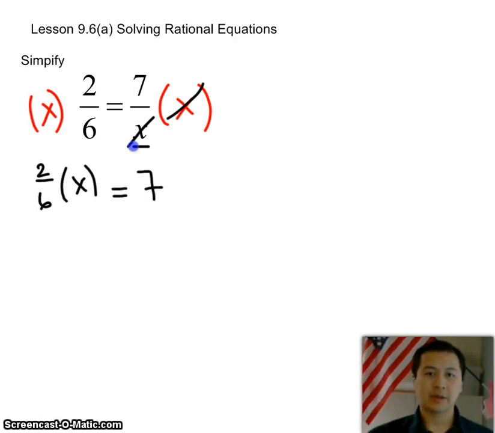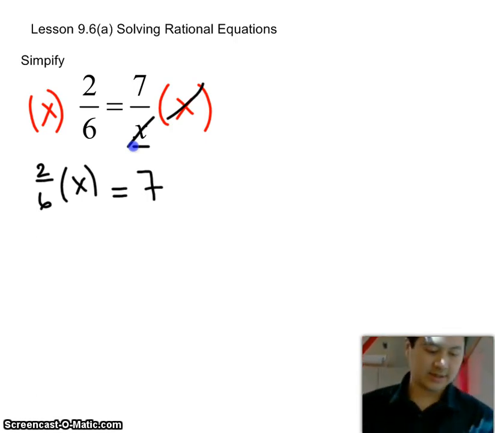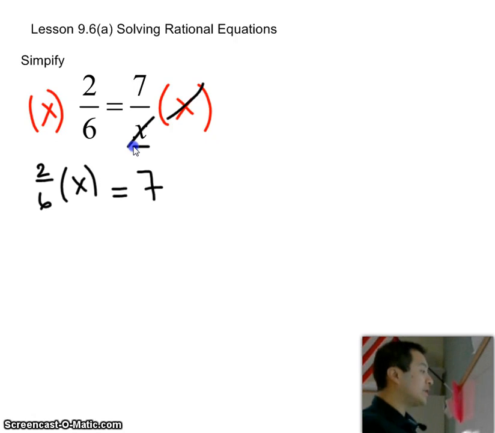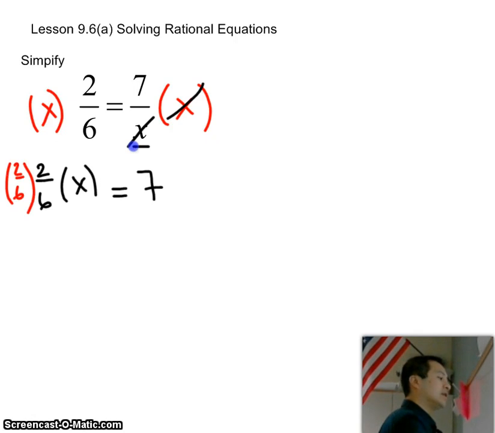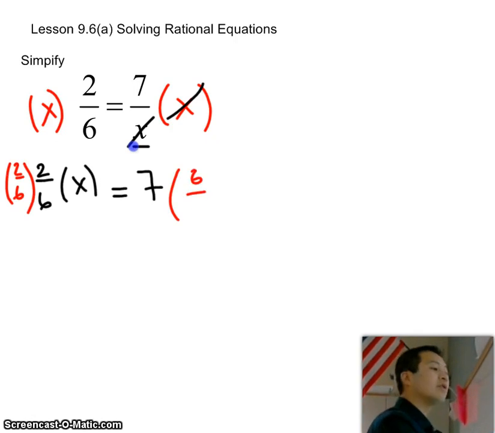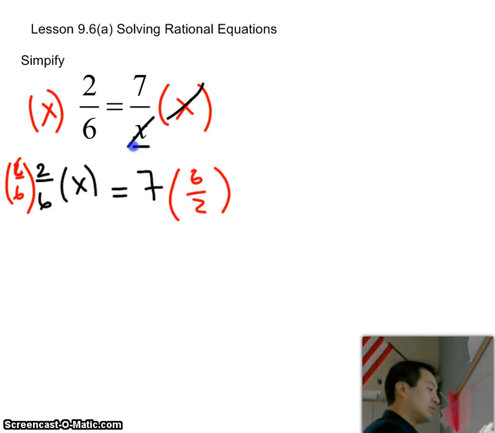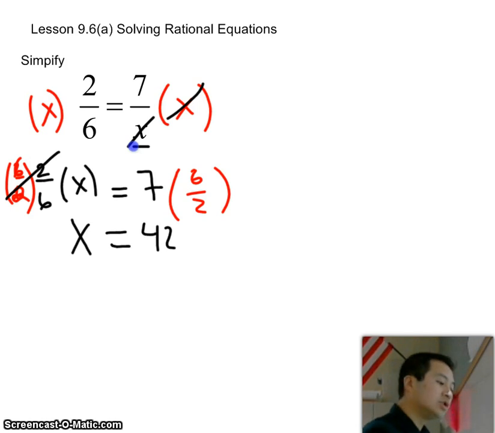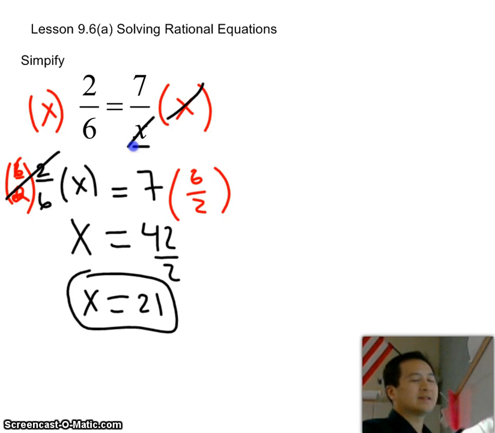So far, so good. How do I get rid of that 2 over 6? Multiply by the reciprocal on both sides. Oh, sorry, 6 over 2, 6 over 2, which simplifies to become x equals 42 over 2, which is 21. Also, what is 6 divided by 2? Right, that's 3. 3 times 7 is 21. Same thing. Very good. That's how you solve this problem the right way.